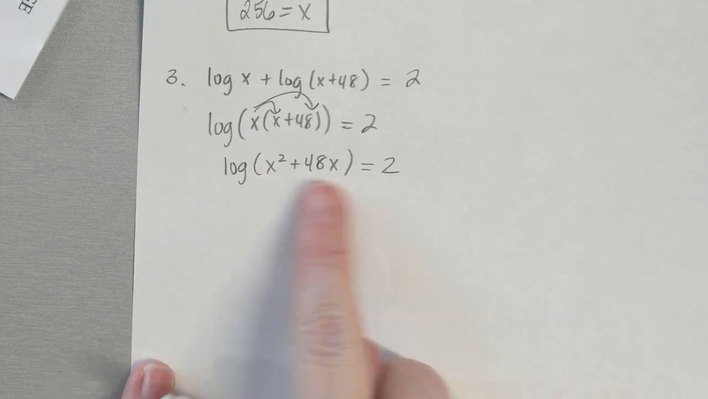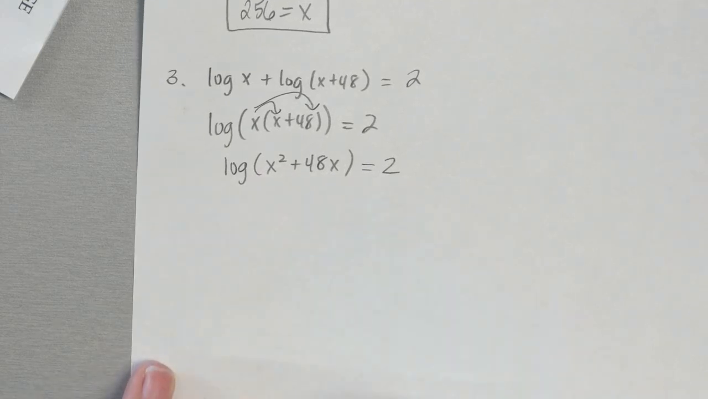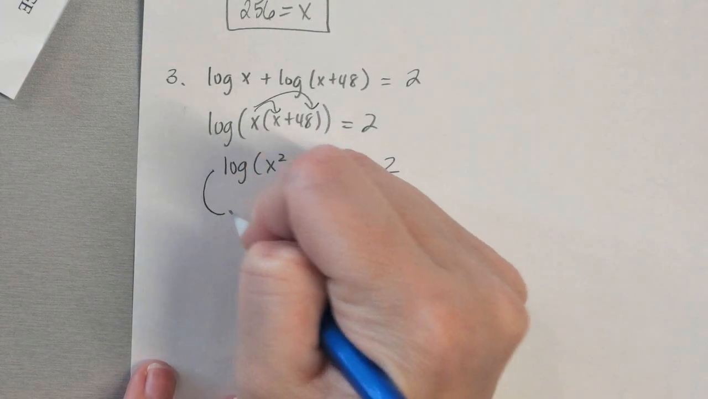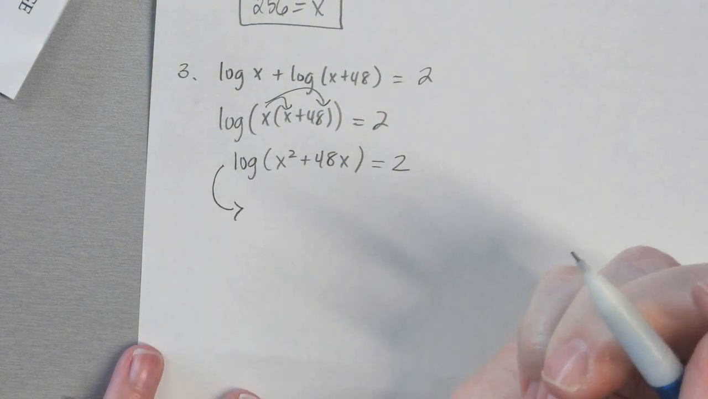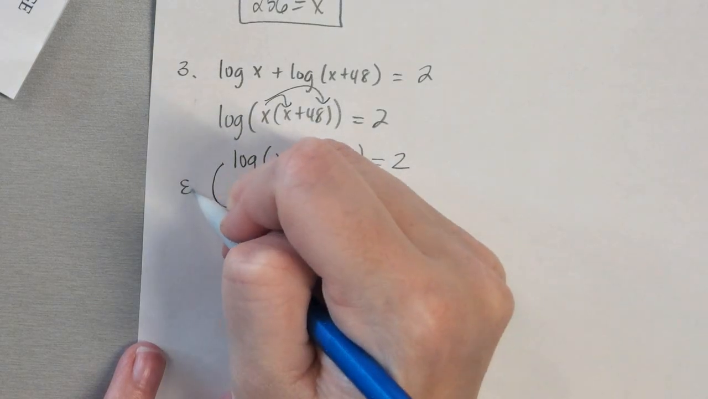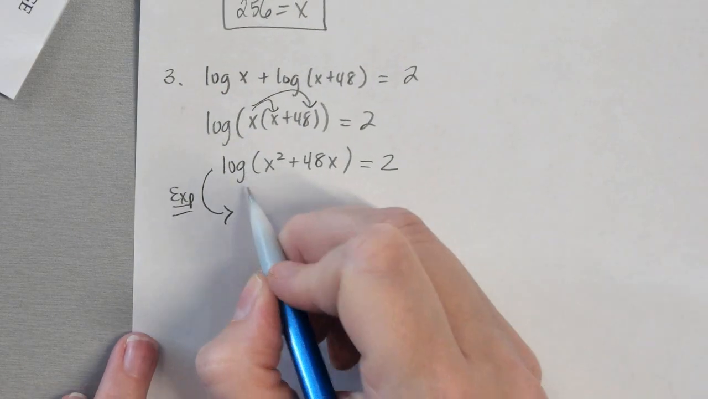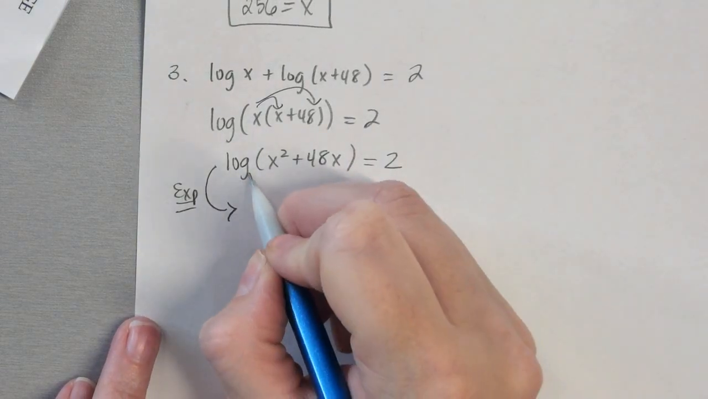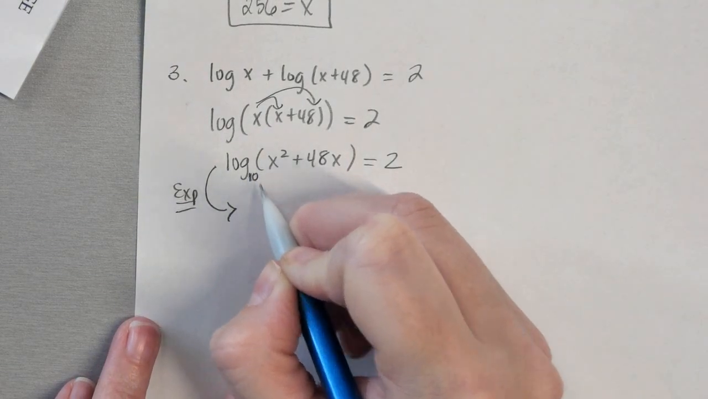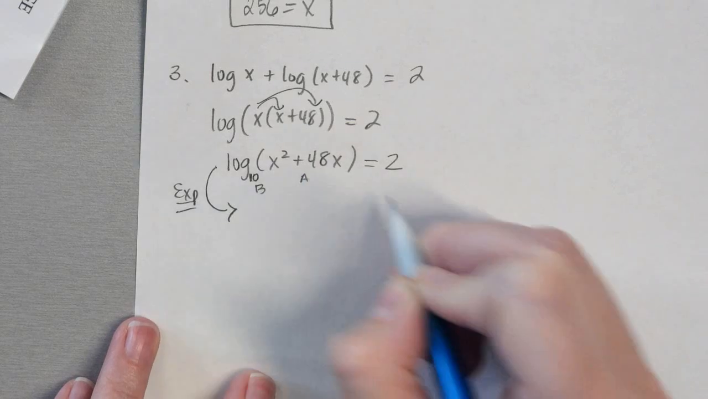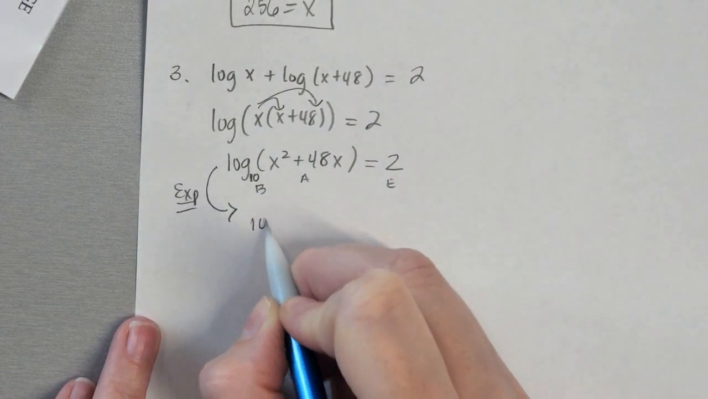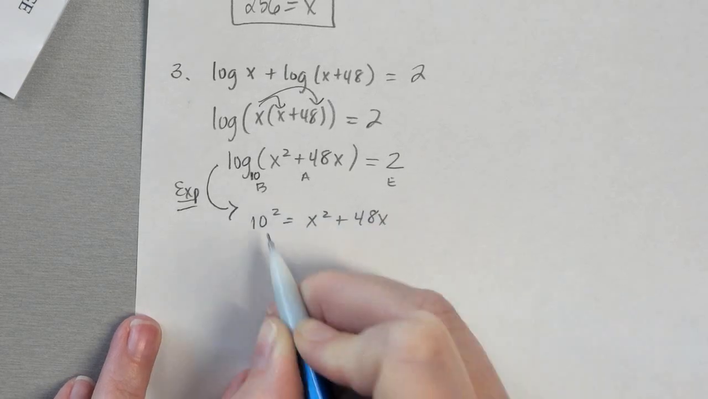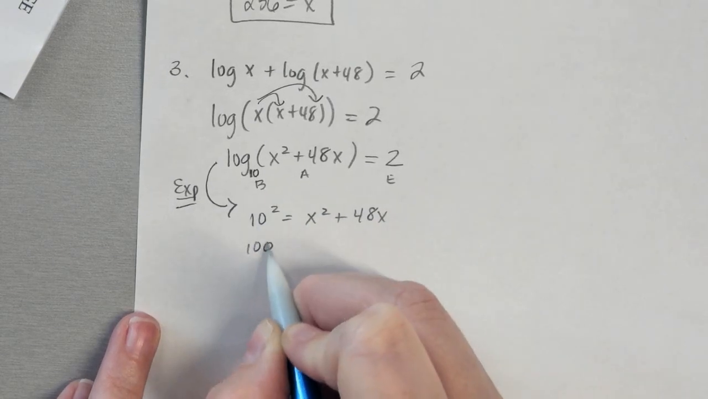I've noticed that this is a spot sometimes where people get stuck. But remember, it's a single log. Anytime it's a single log, try to rewrite it as what? Exponential of the base. And then what is the base if you can't see it? 10. So BAE. This would be 10 squared equals x squared plus 48x. And then actually do this. 10 squared is 100.